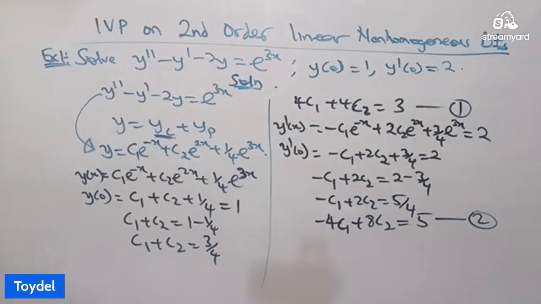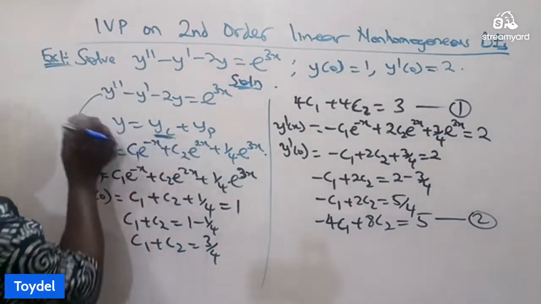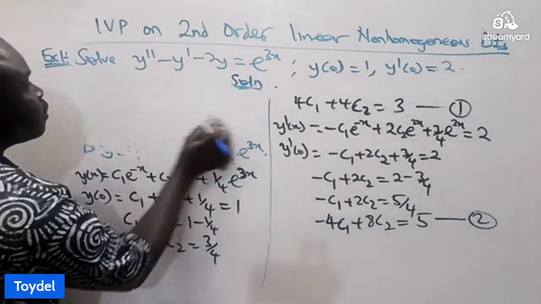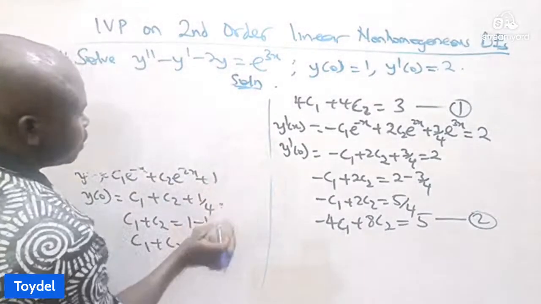So there are two equations now, equation 1 and equation 2. In order to find the value of C1 and C2, I'm going to solve the two equations simultaneously. Once I solve these two equations simultaneously, I will be able to get the value of C1 and C2. Once I know the value of C1 and C2, I'll substitute back into the general solution. Then that's going to give us the solution to this initial value problem.